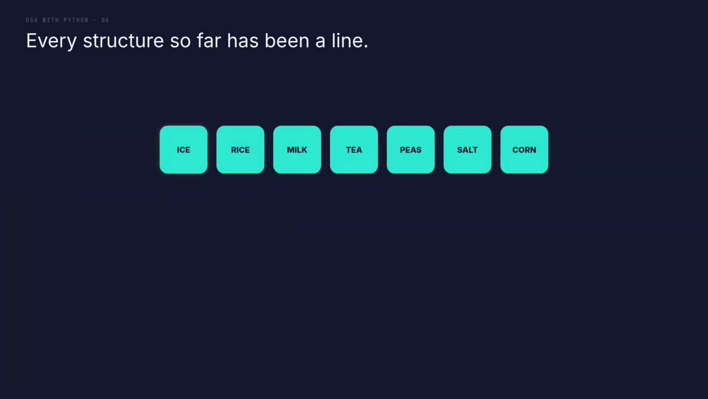So far in this series, everything we've built has been a line. Arrays, linked lists, stacks, queues, one thing after another. But now your boss walks up and asks a simple question. Which of these are frozen? And a line just can't answer that.